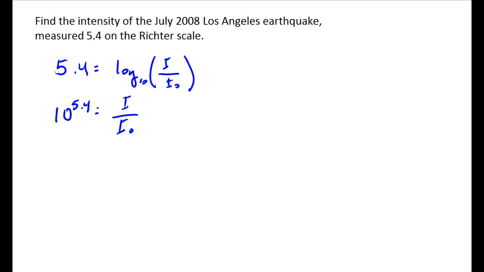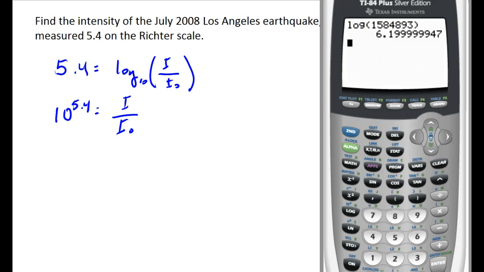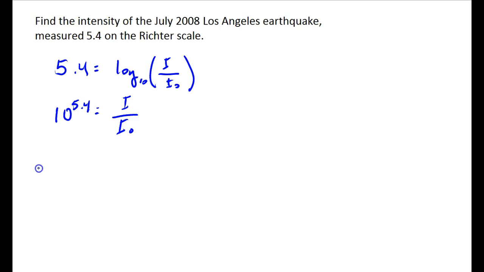So I'm going to go 10 raised to the 5.4 power, and I get 251,189. So 251,189 times I sub 0 is equal to I. In other words, the 2008 Los Angeles earthquake was 251,189 times more powerful than a zero-level earthquake.